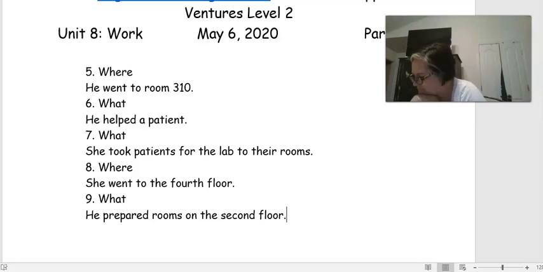7. What did Mai do at 10 o'clock? She took patients from the lab to their rooms. 8. Where did Mai go after that? She went to the 4th floor. 9. What did George do at 11:30? He prepared rooms on the 2nd floor.